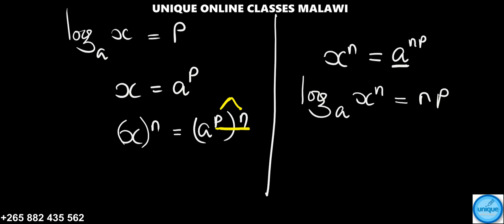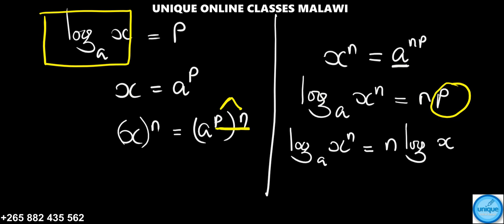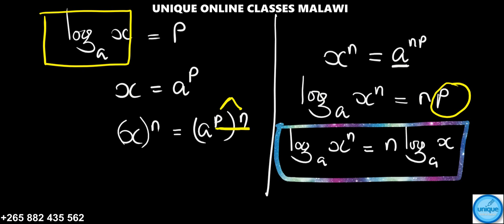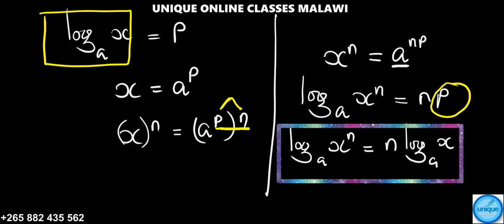Remember what p is? p is log of x base a. So log of x to the power n base a is equal to n times log of x base a. This is another rule of logarithms: whenever there is a power, we can bring the power to the front of the log.